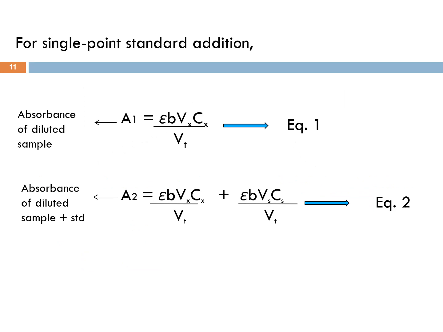Okay, for single point standard addition, untuk diluted sample yang tak ada standard, kita guna formula ni. X ni for unknown. Okay, untuk sample volumetric flask yang ada standard, kita guna this formula. Absorbent untuk sample, unknown sample plus absorbent untuk standard.